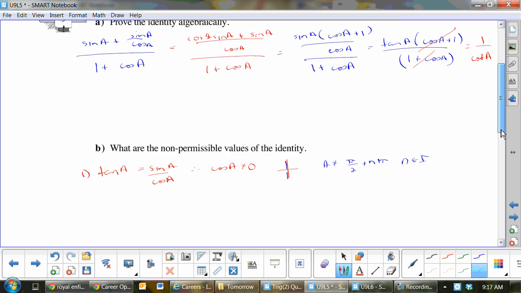Let's talk about cotan A. Cotan A equals cos A over sine A. Okay, so therefore sine A cannot equal 0, right? Because it's on the bottom. So that happens here and here. So that is A cannot equal n pi. N is in the integers.